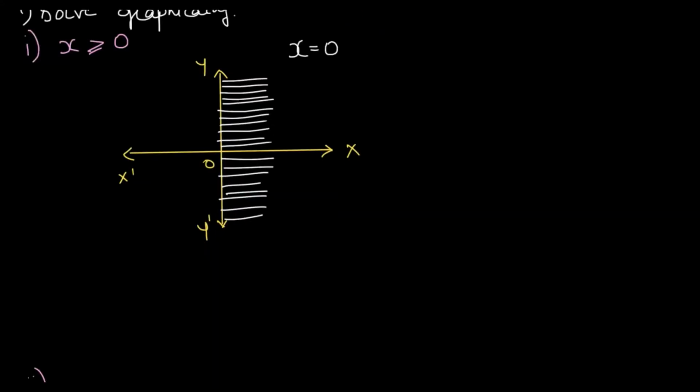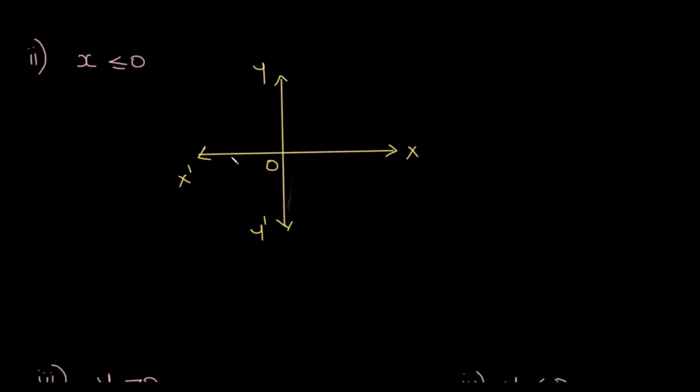Now let us go to the next question: x less than or equal to 0. Again, the line is x is equal to 0, which is nothing but the y-axis. In this case, x is less than or equal to 0, which means we go to the negative side of the x-axis. So the region is the y-axis and the region on the left side of the y-axis, this particular region which is being shaded here. So this becomes the feasible region.